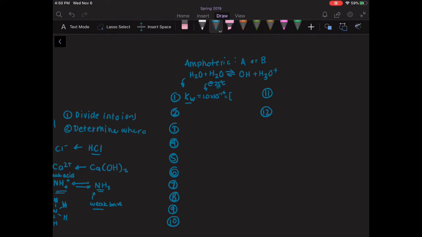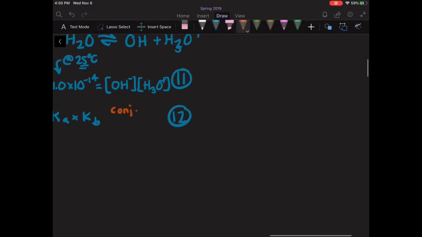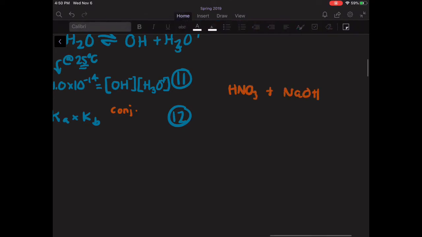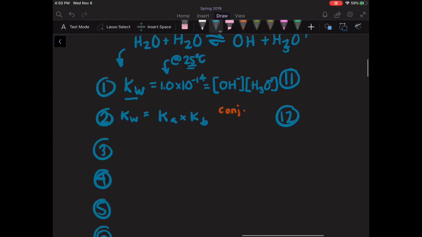And this will equal the concentration of hydroxide times the concentration of hydronium. Let me make this a little bit bigger. Kw is also equal to Ka times Kb for a conjugate acid-base pair. Oh, that is horrendously large. So this is for a conjugate acid-base pair. I can't use this for something like HNO3 plus NaOH. First of all, they're not even going to have Kas or Kbs because they're really strong. So this Ka and Kb is for conjugate acid-base pairs, point blank.